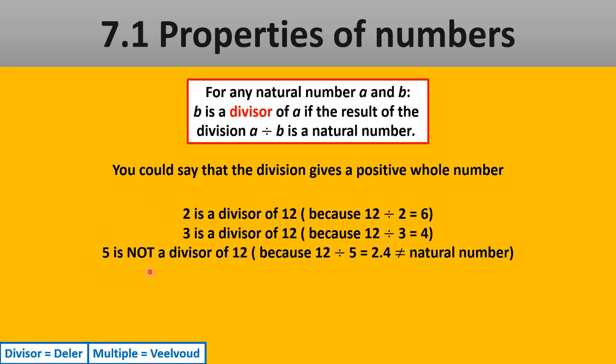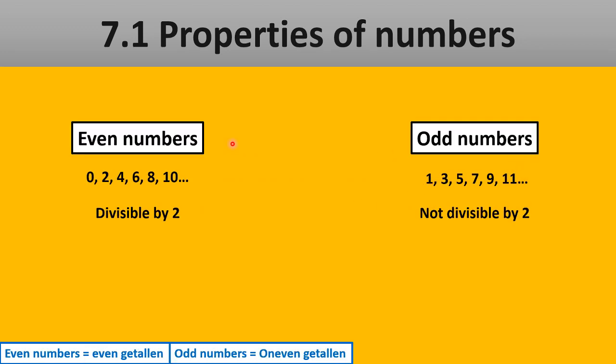But in this case, 5 is not a divisor of 12, because we all know this is 2.4 and this is not a natural number. Or you could say this is not a positive whole number. That's one of the properties that we're going to use. The other properties that we're going to take a look at are how we define even numbers and odd numbers. And I think we already know how to do this. Now we're going to say, well, how do we define them?